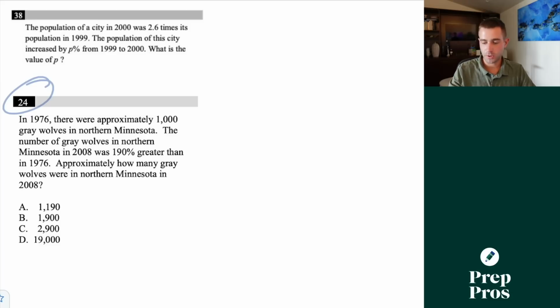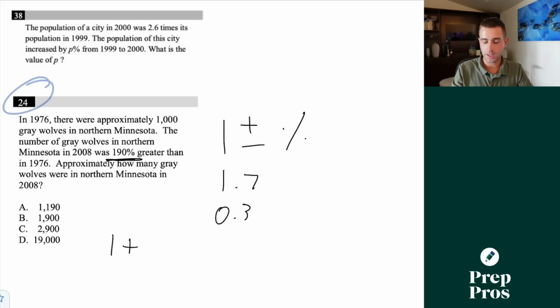Now, the basic principle that the SAT loves to play around with is that for percent increases and decreases, it's always 1 plus or minus the percent expressed as a decimal. For a really simple example, a 70% increase would be expressed by 1.7, 1 plus 0.7. A 70% decrease would be 0.3. So if we're showing a 190% increase, this is going to be 1 plus 1.9. 1 is always equal to 100%, so 190% greater is 1.9. That's going to give us 2.9. Now we take our 2.9 and multiply it by 1,000, and that will give us our correct answer of C.